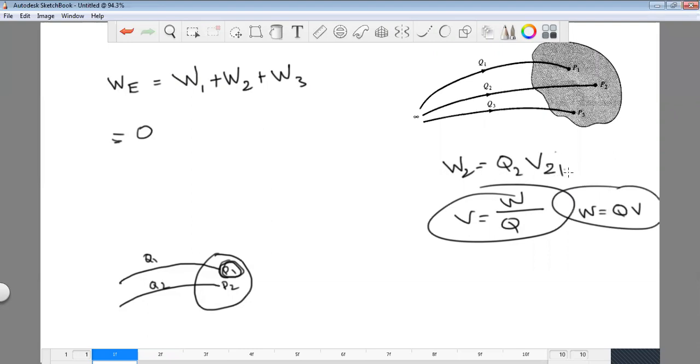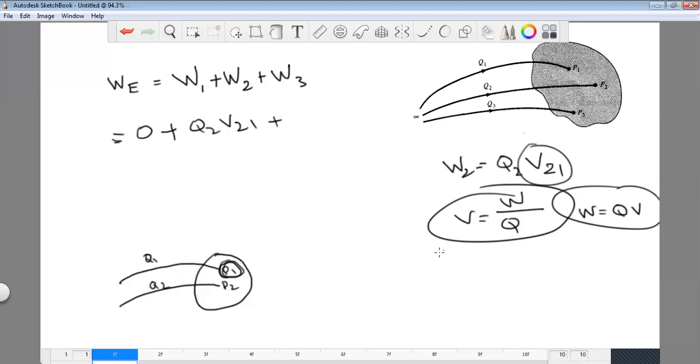Why? Because to move the point charge Q2, we need the potential difference with respect to the second charge to the first charge. Already the first charge is placed at point P1. That's why this point charge Q1 is going to oppose point charge Q2. So we have to calculate the potential difference. So 0 plus Q2 V21.